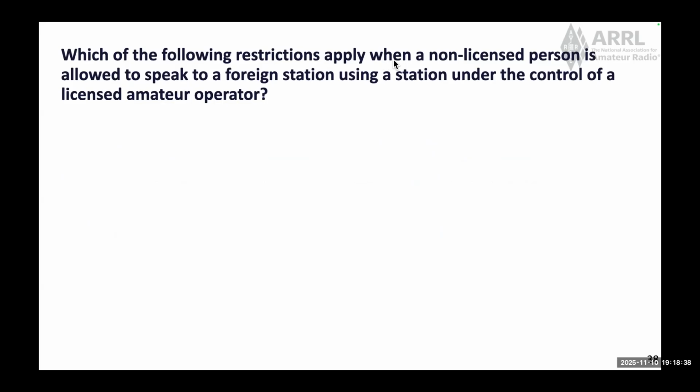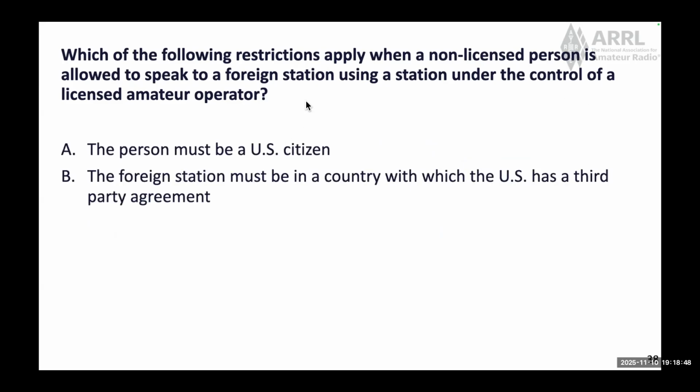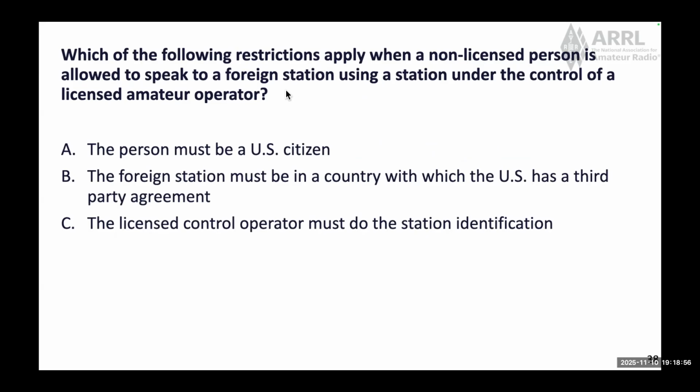Which of the following restrictions apply when a non-licensed person is allowed to speak to a foreign station using a station under the control of a licensed amateur operator? The person must be a U.S. citizen. The foreign station must be in a country with which the U.S. has a third-party agreement. The licensed control operator must do the station identification. Or D, all of these choices are correct. The answer is B. The foreign station must be in a country with which the U.S. has a third-party agreement. So the answer is B.